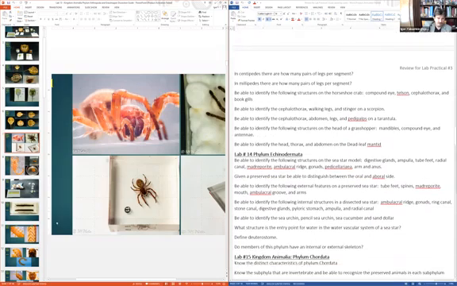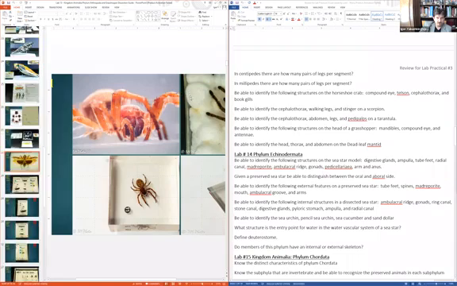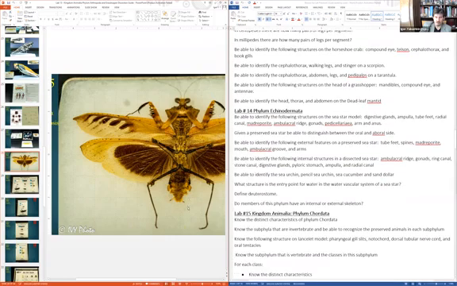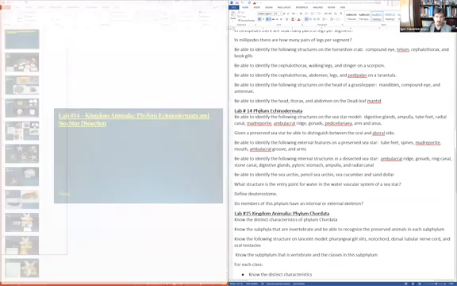Don't worry about that one. Praying mantis right here. So the head, the thorax, the walking legs, the grasping leg, and then the wings and the abdomen. Bilateral symmetry. And we are done with that one.